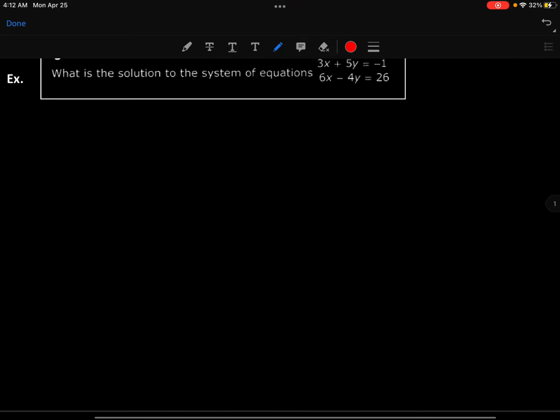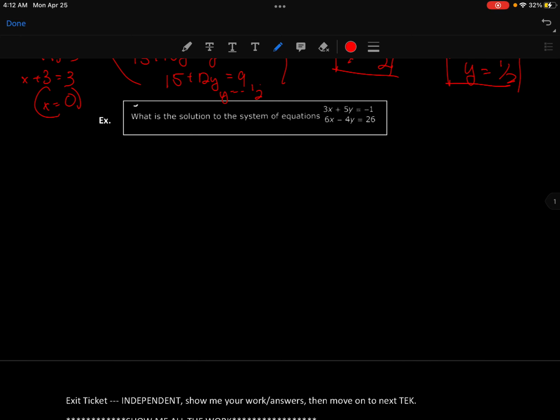What is the solution to the system of equations? 3x plus 5y is equal to negative 1. 6x minus 4y is equal to 26. Here's the example. Step number 1. We have 3x plus 5y is equal to negative 1, and 6x minus 4y is equal to 26. I'm going to use elimination, not substitution. First thing, I'm going to multiply everything here by 2. Why? Because I want to get the 3x equal to 6x, so I can subtract the two equations.